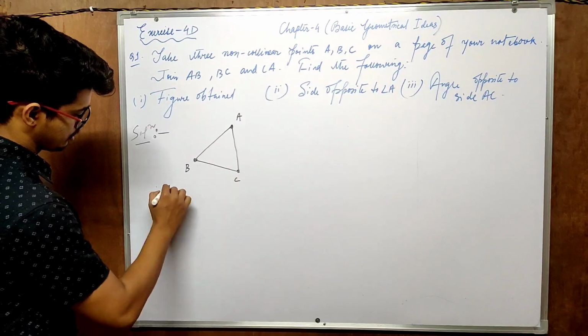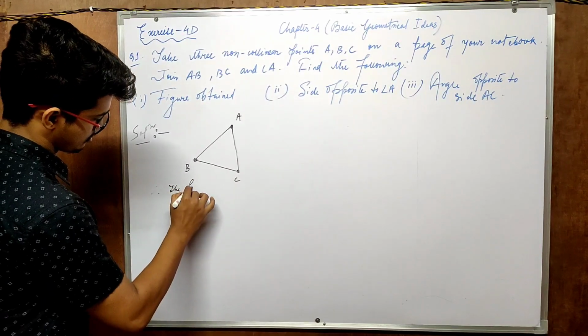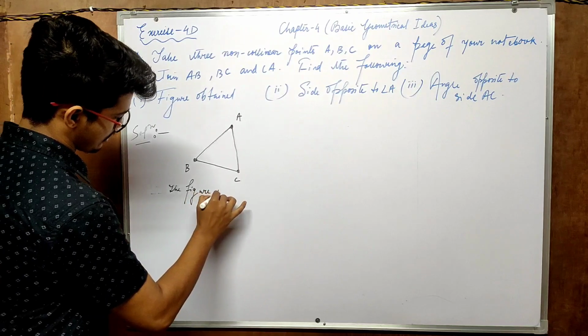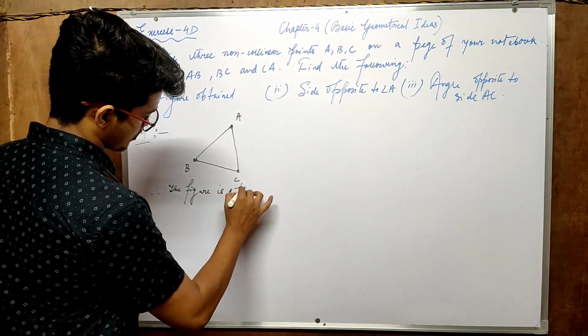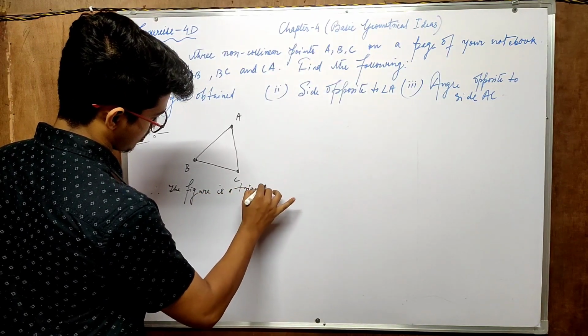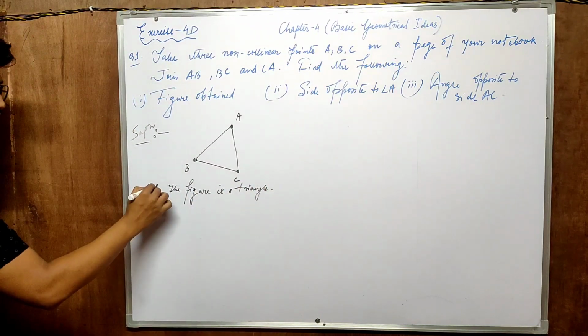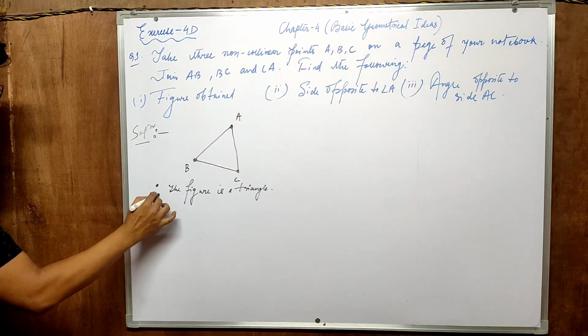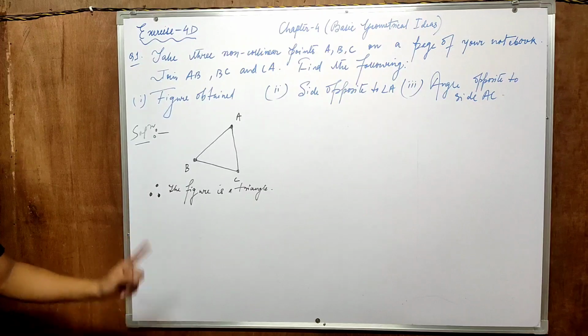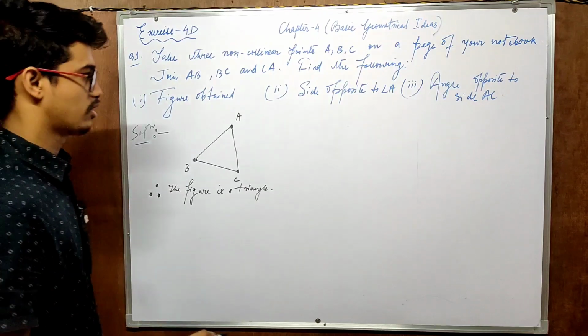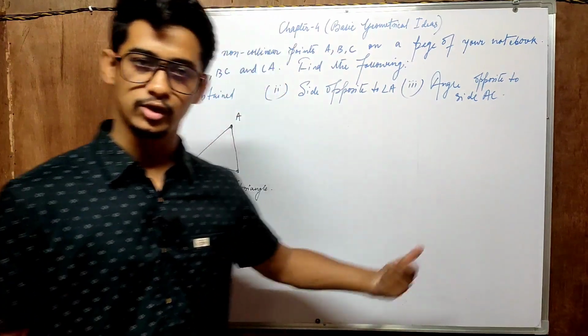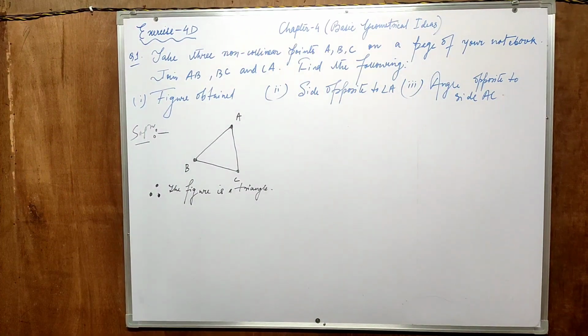Therefore, the figure is a triangle. One more thing, this abbreviation is called "therefore". All right, so the first question is done. Move on to our next question, that is, the side opposite to angle A.